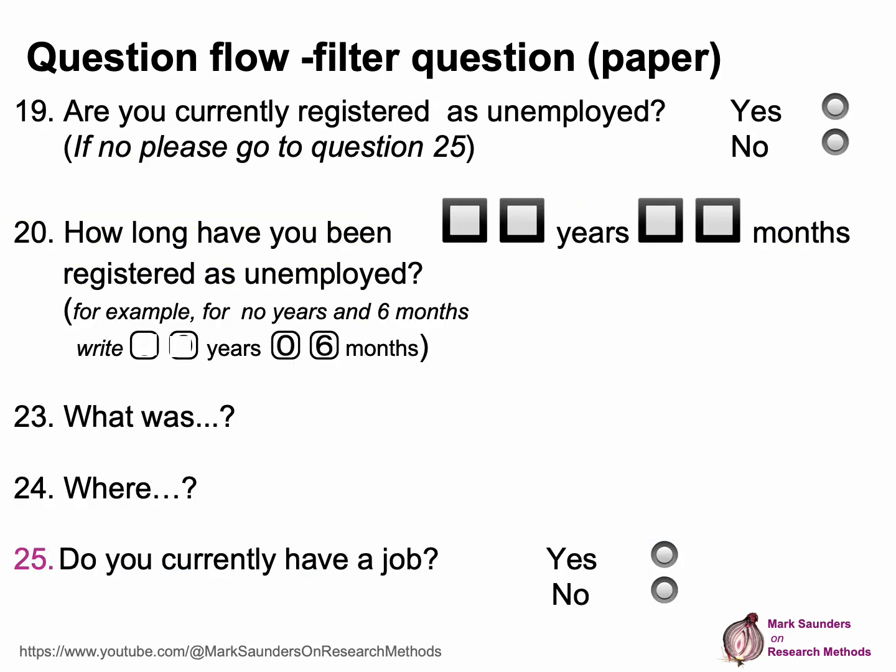Here's another one using a filter question, and this time we're on a paper questionnaire. So our respondent would see all these questions with the numbers down the left-hand side. Our filter question is the first question, question 19. Are you currently registered as unemployed? And the respondent can answer yes or no. If they answer yes, they answer question 20. And if they answer no, they go and answer question 25.